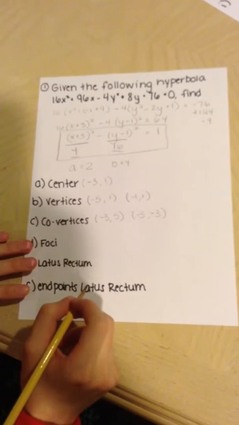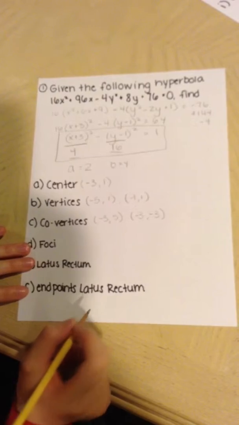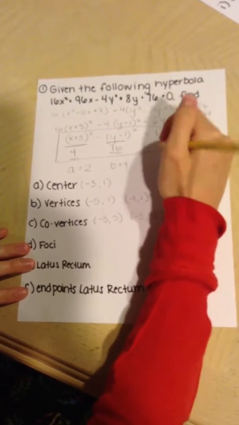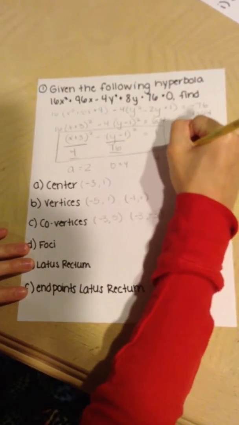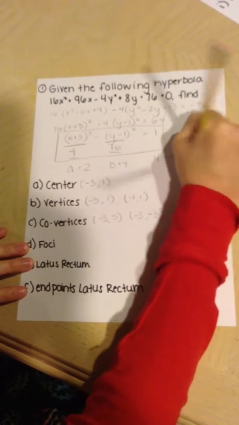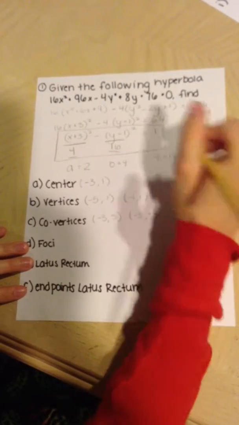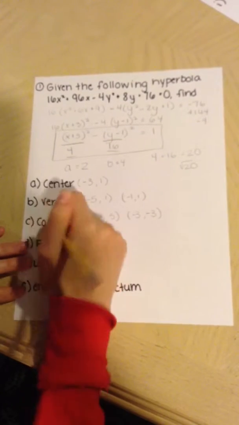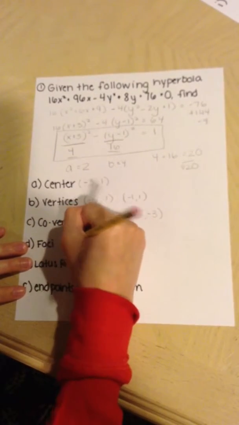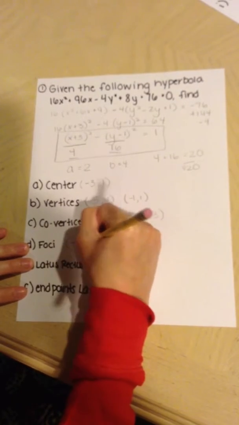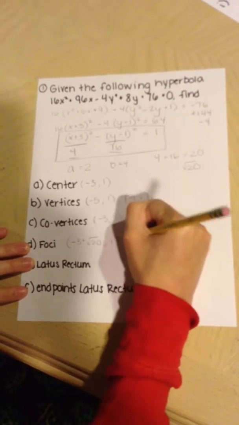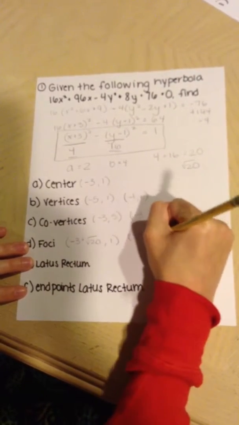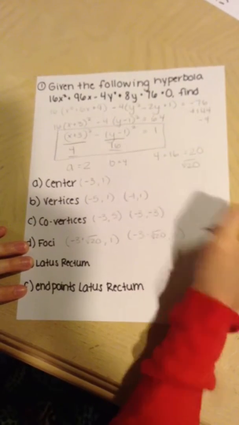Now for the foci, you have to get c, and c squared is a squared plus b squared, so a squared is 4, plus b squared is 16, so c squared is 20, so c is rad 20. So for the foci, it's negative 3 plus rad 20, comma 1, and negative 3 minus rad 20, comma 1.